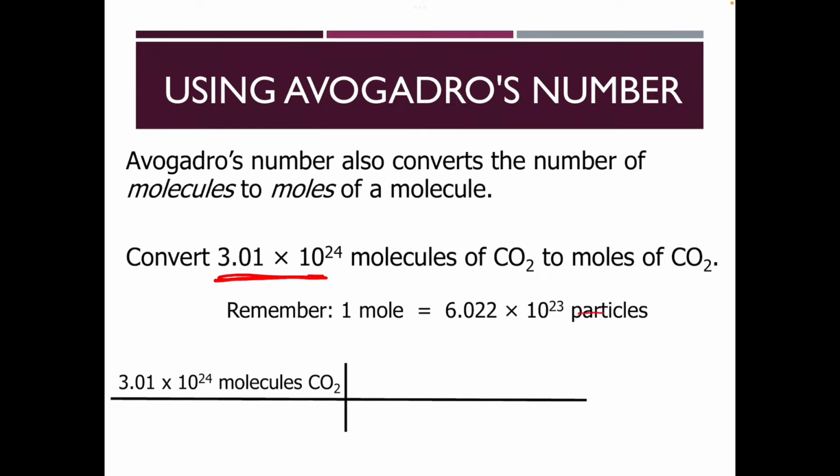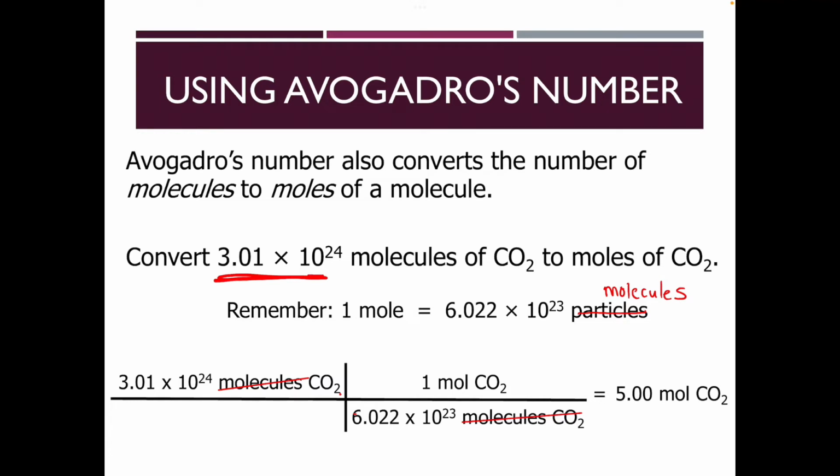So remember, this word particles can mean atoms or molecules, and in this case, we need it to mean molecules. So molecules has to cancel molecules, so we'll put that half down on the bottom, and we'll put 1 mole on the top. Multiply the top, divide the bottom, and we'll get our answer. So again, I want you to try plugging this in your calculator and make sure you're getting 5.00 as your answer and not times 10 to the 40 anything. Just be really careful with that.